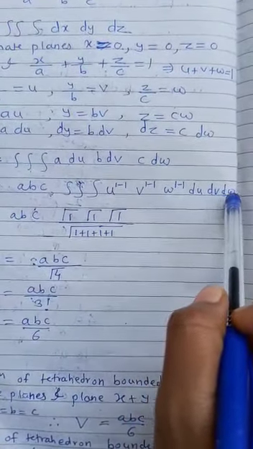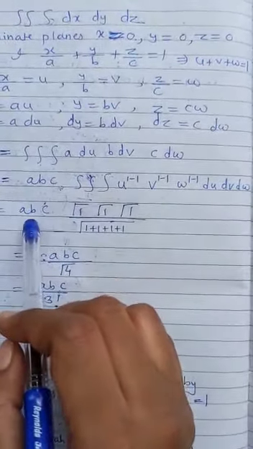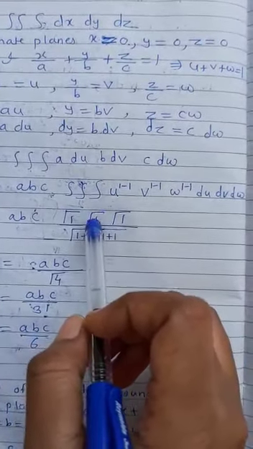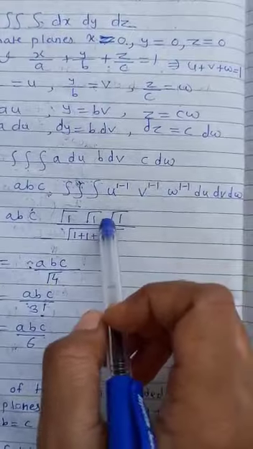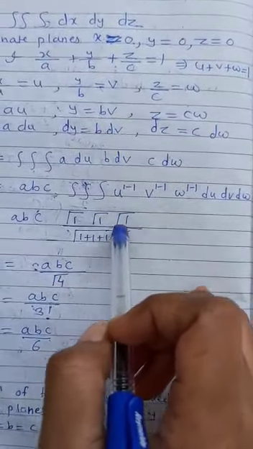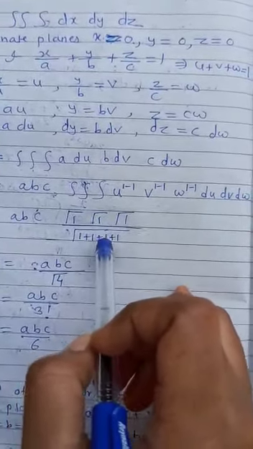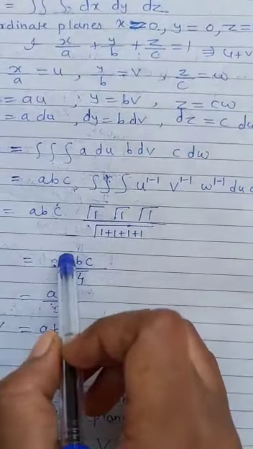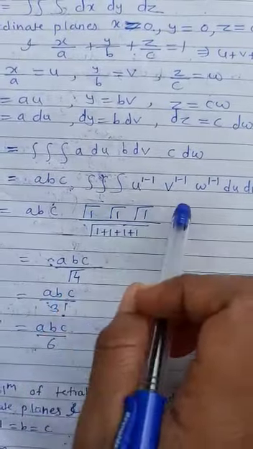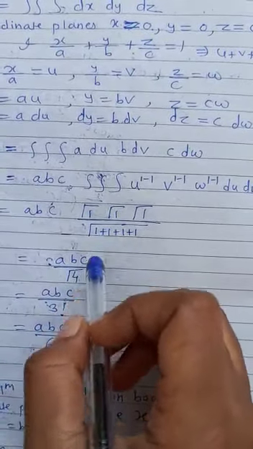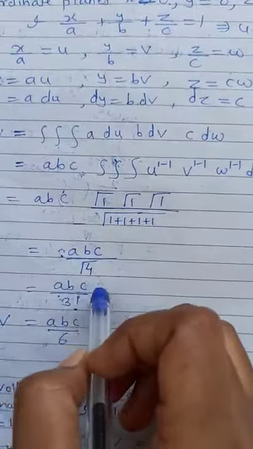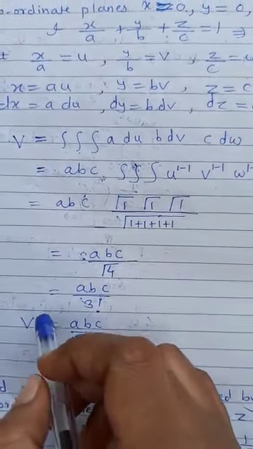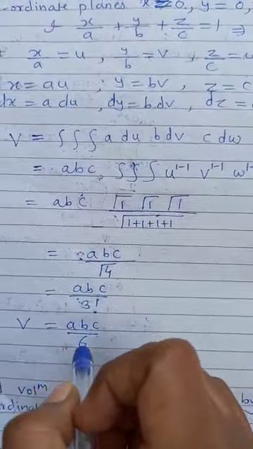into du, dv, dw. So this is equal to abc gamma of 1 and gamma of 1 upon 1 plus 1 plus 1 plus 1. These are l, m, n, they are 1, and therefore the answer will be abc. Gamma 1 is 1 divided by gamma of 4. So abc upon 3 factorial. 3 factorial is 6. So the volume of this tetrahedron is abc divided by 6.